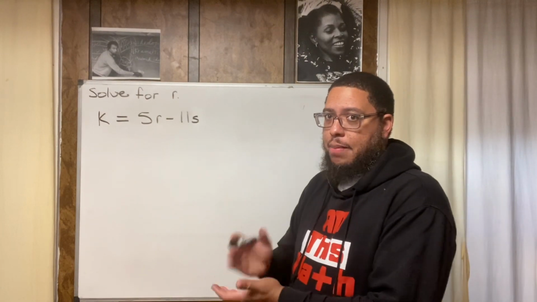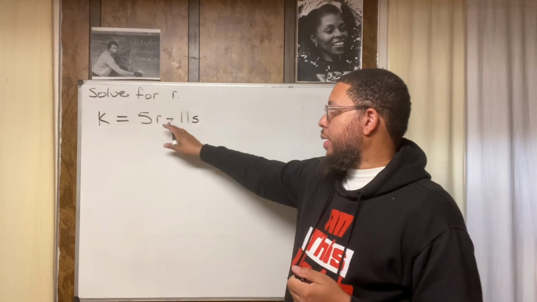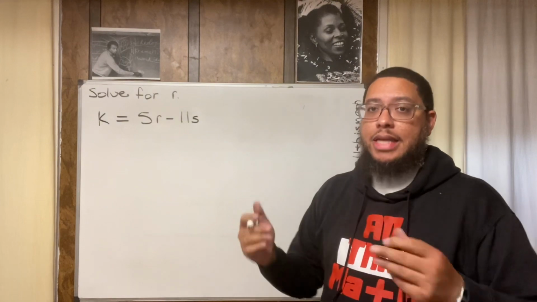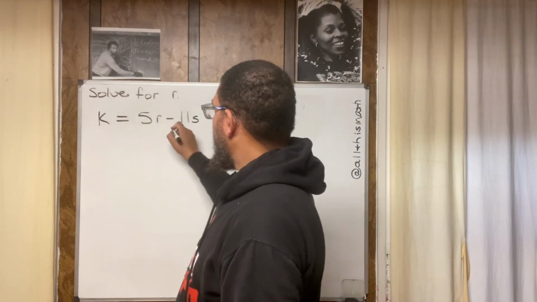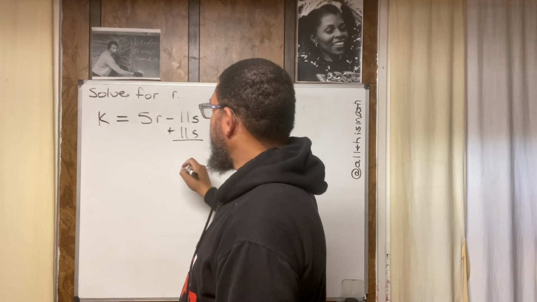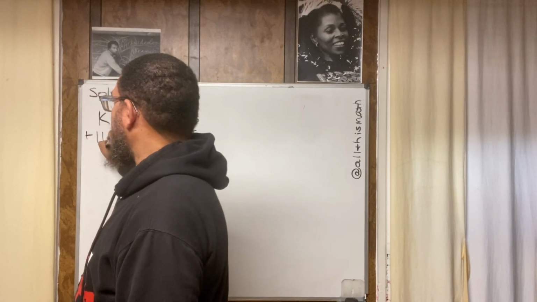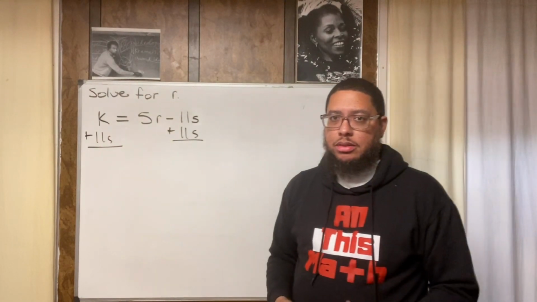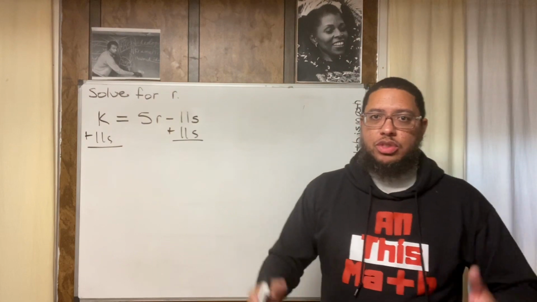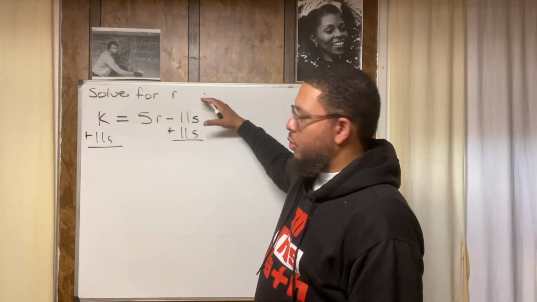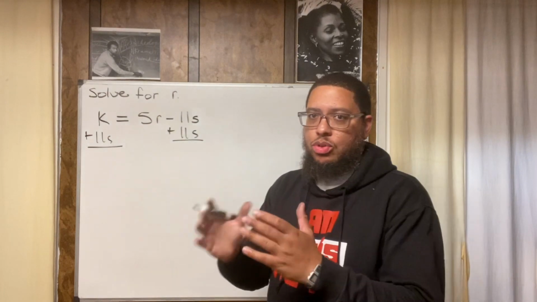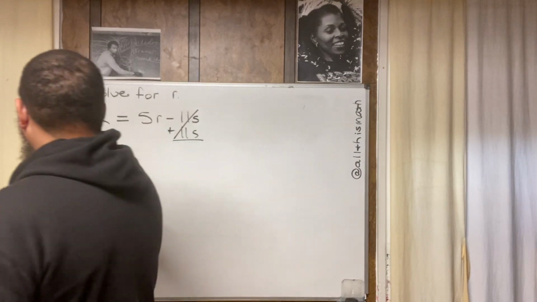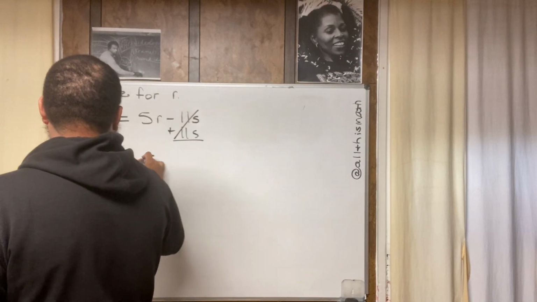But I do this in a step-by-step manner. So how do I get rid of negative 11s? I do the opposite operation. The opposite of subtracting 11s is adding 11s. So I'm going to do plus 11s on the right-hand side, and plus 11s on the left-hand side. Why am I doing it on both sides? Because when I solve equations, I have to stay balanced. We can't just do something willy-nilly on the right side and not do it on the left side. We have to do the operation on both sides of the equation. So these cancel out, and now I've got k plus 11s is equal to 5r.